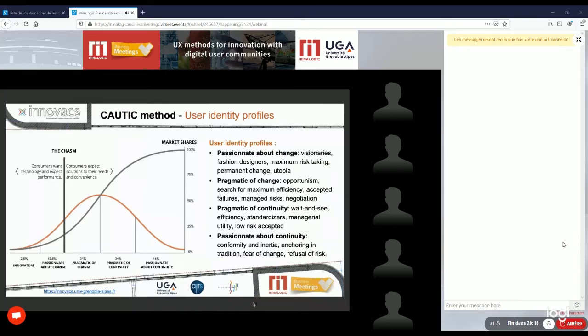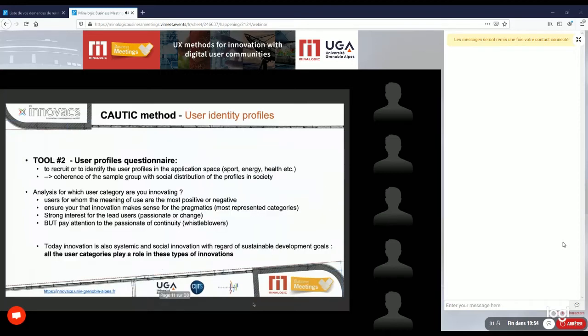Statistics says that most of the users are pragmatic. So when you interview people to evaluate the meanings of use criteria, you have to make sure you have a good sample group that mixes the user profiles with regard to innovation and with a majority of pragmatics. So we have developed a tool, which is a questionnaire, to identify and characterize the user profiles you are interviewing depending on these types of profiles.